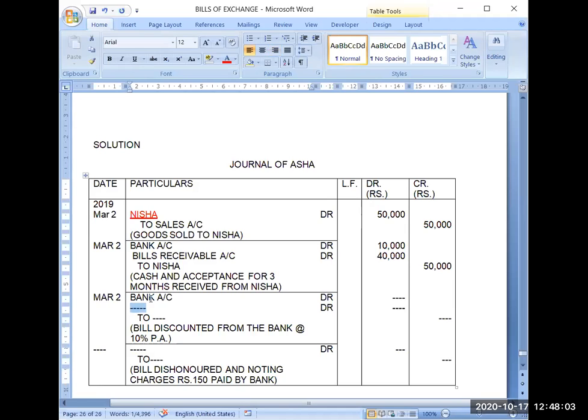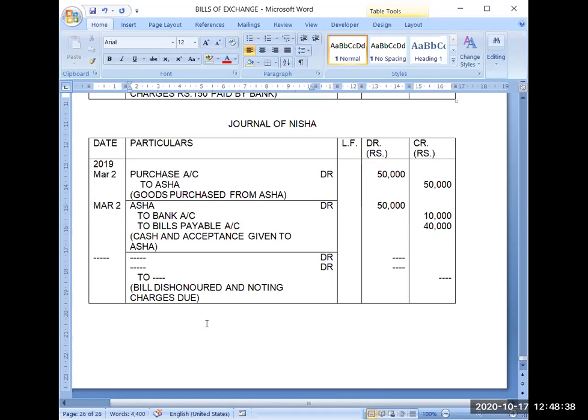And obviously some discounting charges will be there. That is my loss. Discounting charges account debit. To, so obviously I will transfer the bill receivable to them. So it will go from my side to bills receivable account. So this way I have completed these particulars. Now I want to calculate the amount. So first I need to calculate the discounting charges.